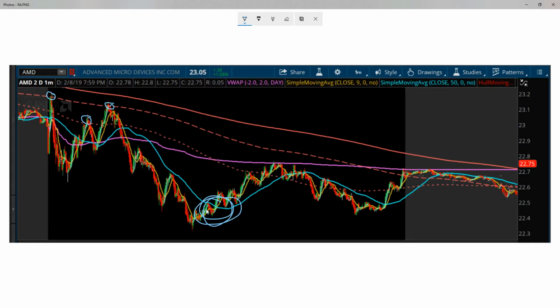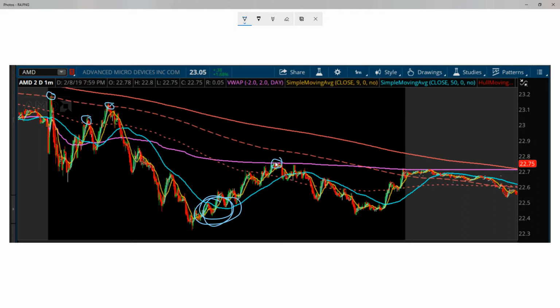Once you get that big separation, then you're looking from 22.4 or around there, back up to 22.7. So you got yourself a nice little run there, and this time it stopped at the VWAP, but it could have easily gone to the 400 or the 600. In this case, it stopped at the VWAP. You make your money, you get out.